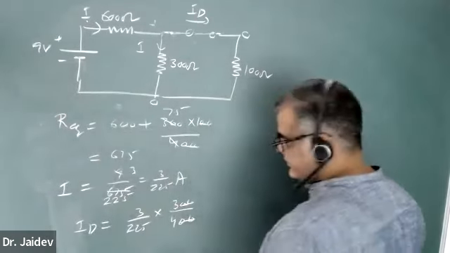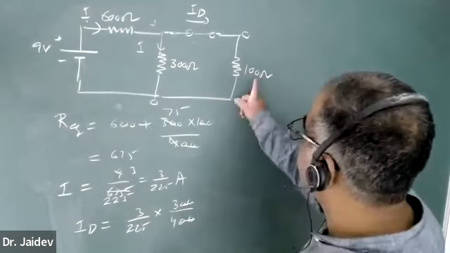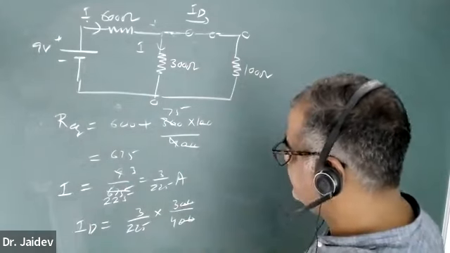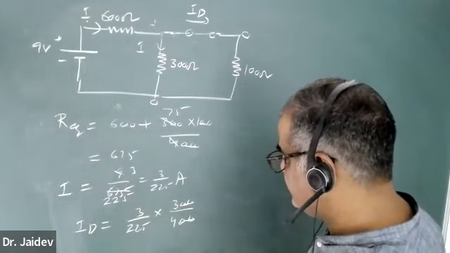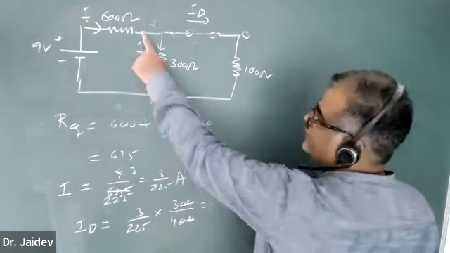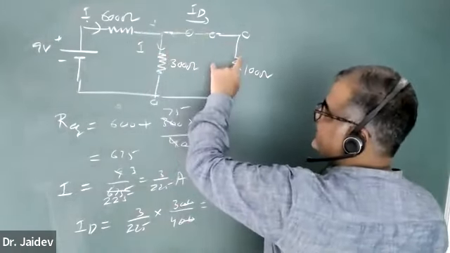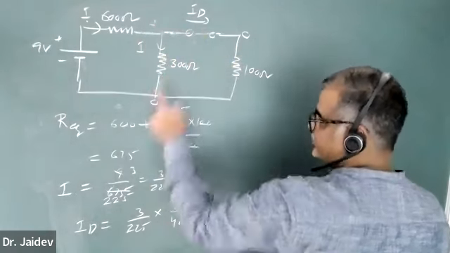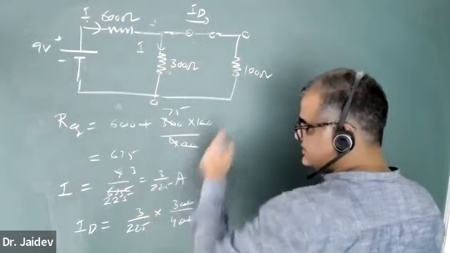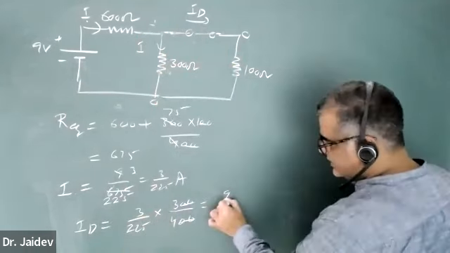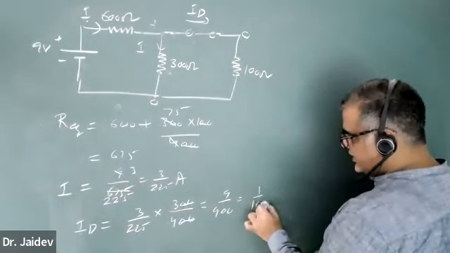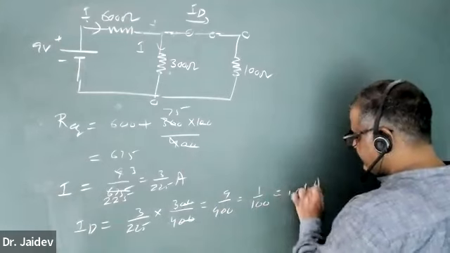Sir, now 300 upon 400, why did you take that? Sum of resistance. Current division. What is current division? Total current. If you want the current in this branch, take the opposite resistance, total current into the opposite resistance, and then divide by the sum of resistance. Okay. So now this becomes 9 and this becomes 900. So this becomes 1 upon 100. That is 0.01 ampere.